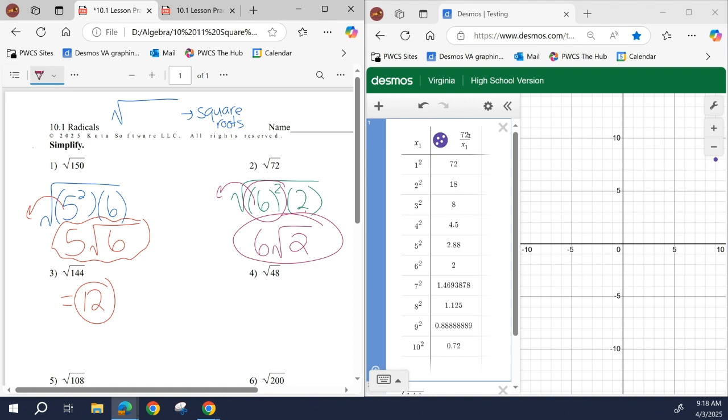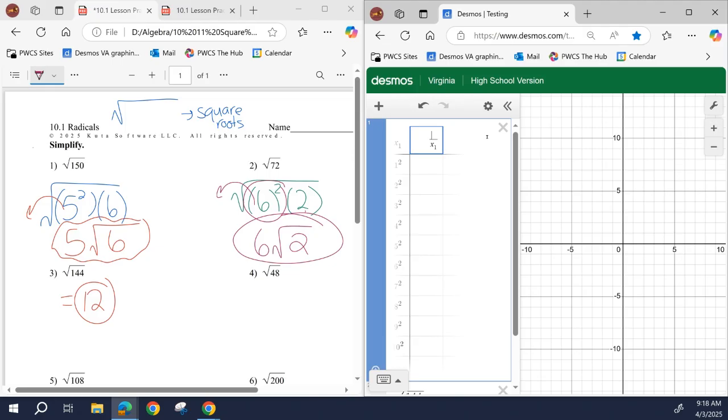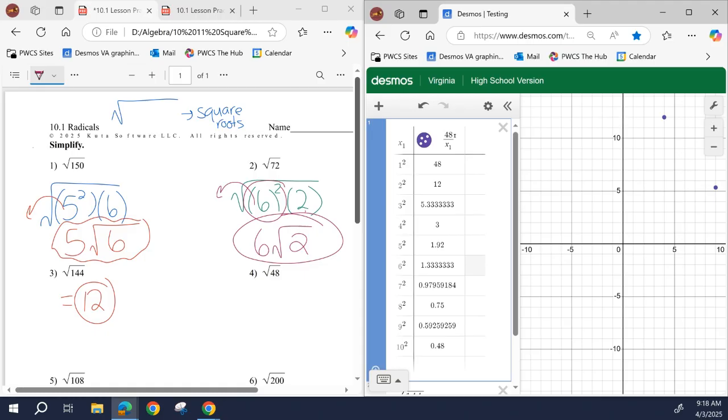I'll do one more. I'll do 48. Again, if we just keep this table in there, I can just go ahead and type in the next number on top of that fraction. And I can see down here, 3 is the smallest number in this right column that is not a decimal. And so that means 48 is the same as 4 squared times 3.